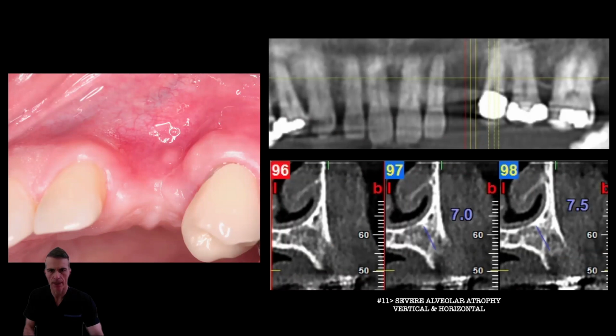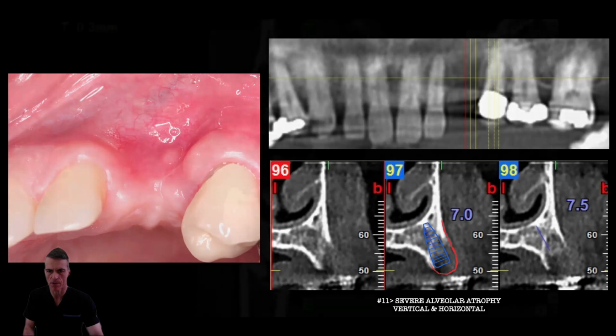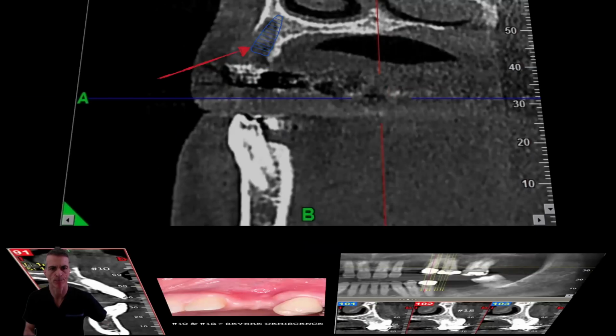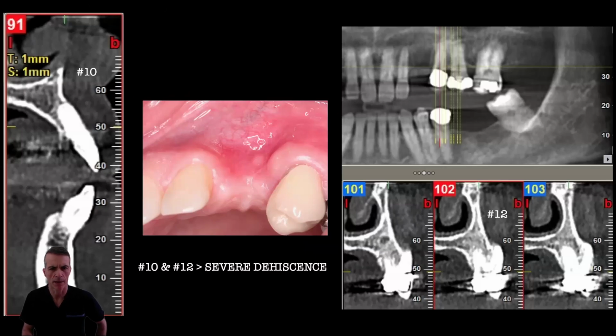This is the CBCT data showing the atrophy of the site of the canine area. So we definitely need to augment that buccal aspect in order to have an implant that is fully surrounded by autogenous bone. So the case is compromised also because the adjacent lateral incisor has a significant dehiscence on the buccal, as well as the adjacent premolar. You can see it also on the CT scan.